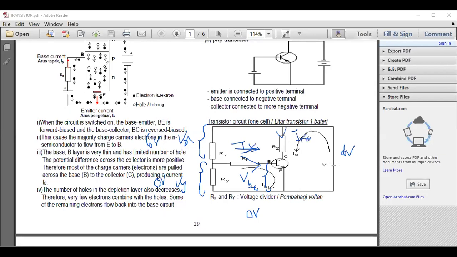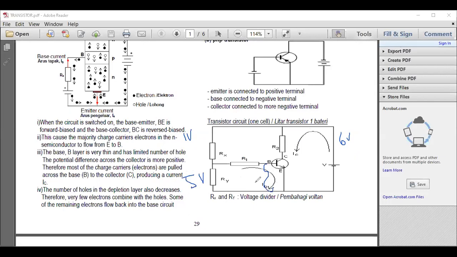Now what happens if this one becomes 1 volt, assuming the battery is 6 volt? The voltage across Y will be 5 volt. So what happens to your base voltage? Your base voltage also will be 5 volt, because it is parallel to this. That means your base emitter voltage is higher, so it is able to attract more charges. More charges from the emitter will go to the base, so there will be base current, and there will also be collector current.